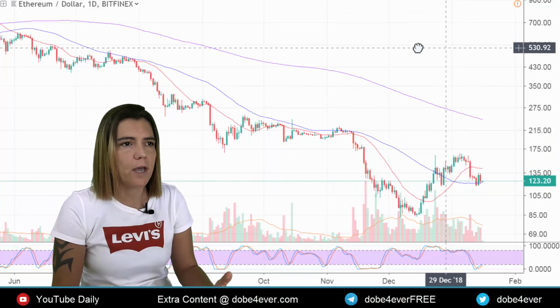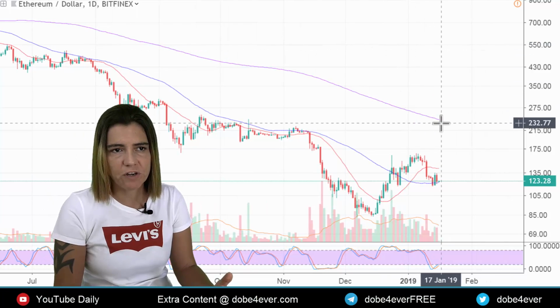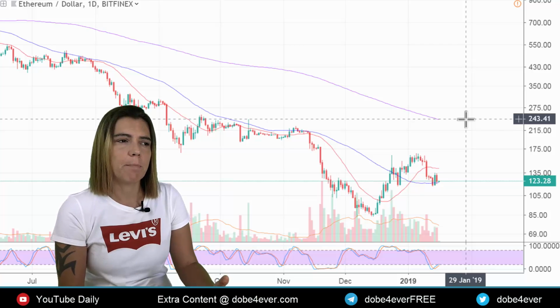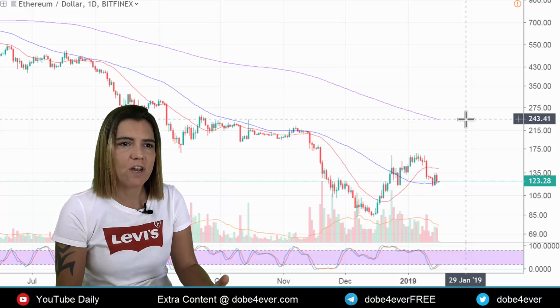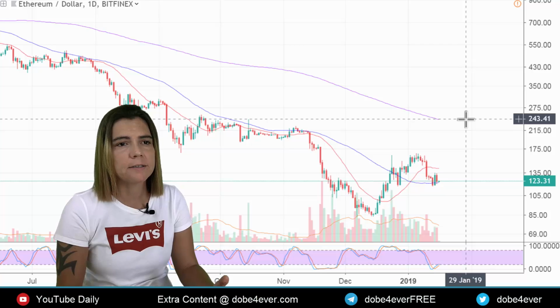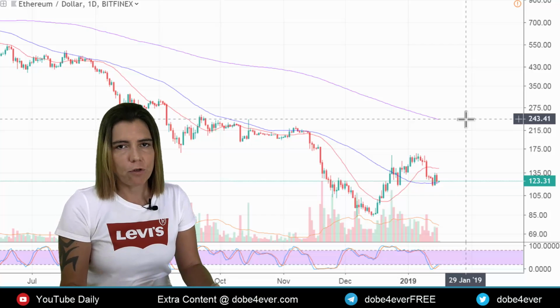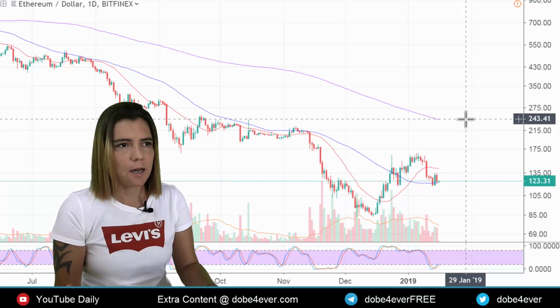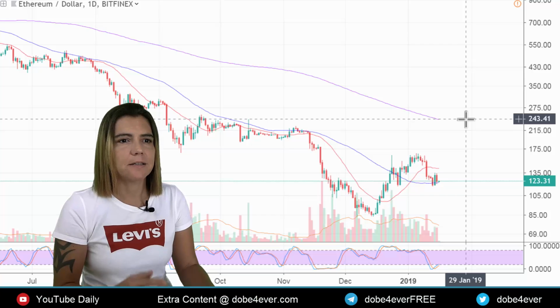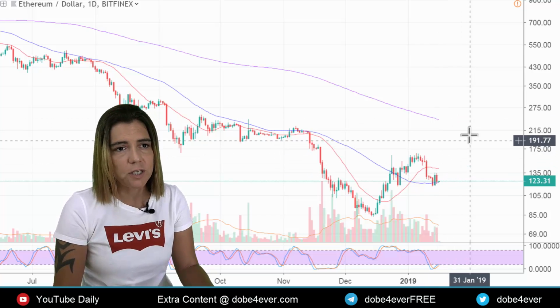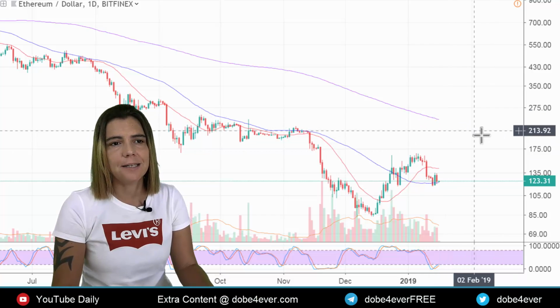In any case, we are still way below the 200-day moving average, which is one of the main signals that define a bear market. When the price is above the 200-day moving average, we are in a bull market, and when we are below the 200-day moving average, this is defined as a bear market, along with other signals. It's not the only signal, but it's one of the main signals that define a bear market. So we are below it. Maybe we will be bouncing here until we touch it and then get rejected.